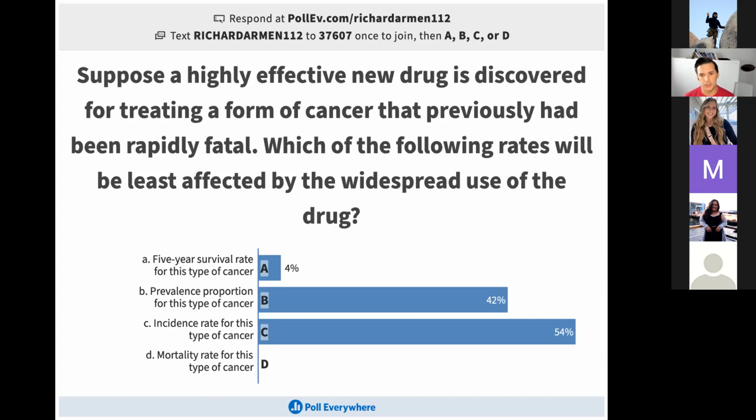Prevalence of this type of cancer. So what happens to the prevalence if people are surviving longer with a particular disease? It goes up. So in this case, the prevalence would be fairly drastically affected by the new treatment, because more people are going to survive longer. We're going to have a buildup of cases and our prevalence is going to increase.